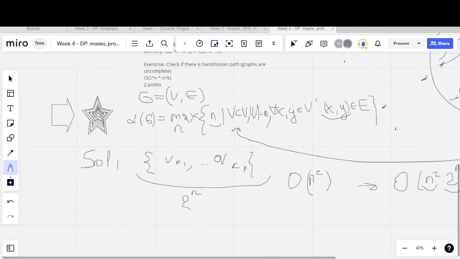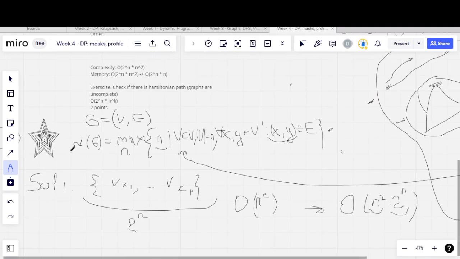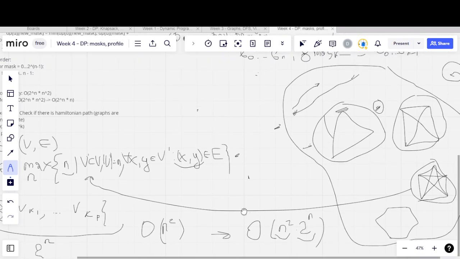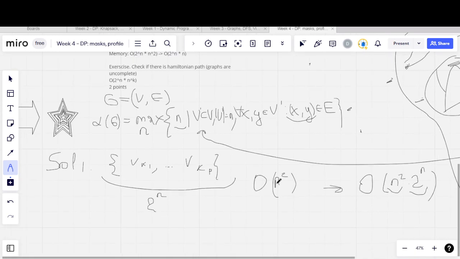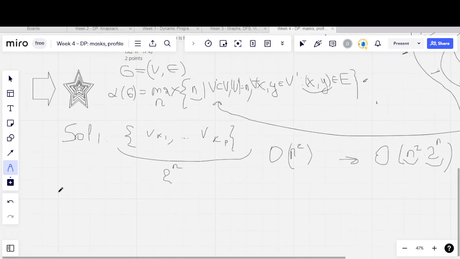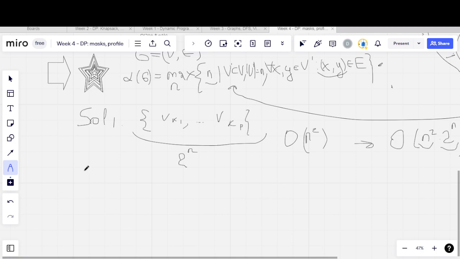Okay, does everyone understand what this is? Check Wikipedia if you don't understand. It's very clear what a clique in a graph is.